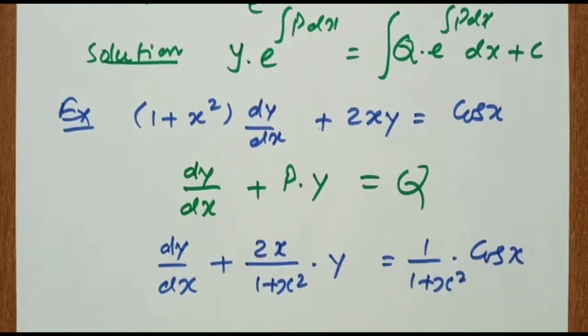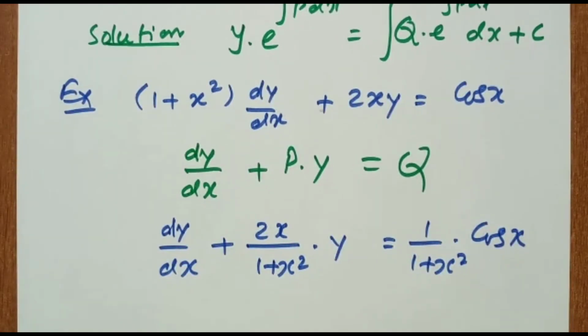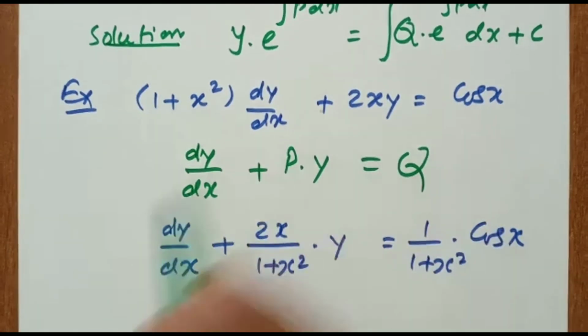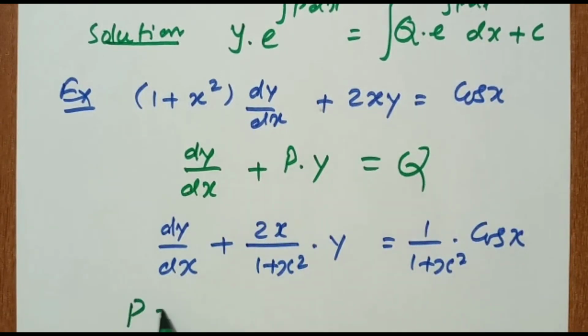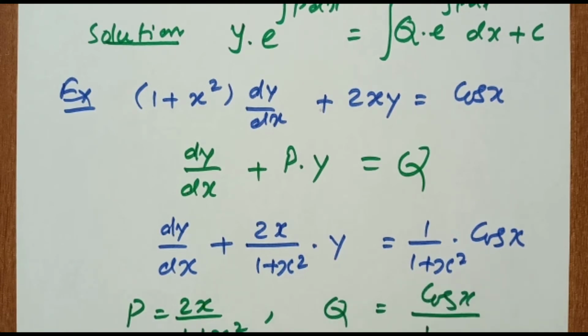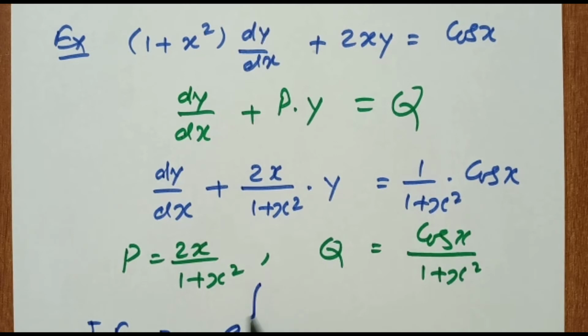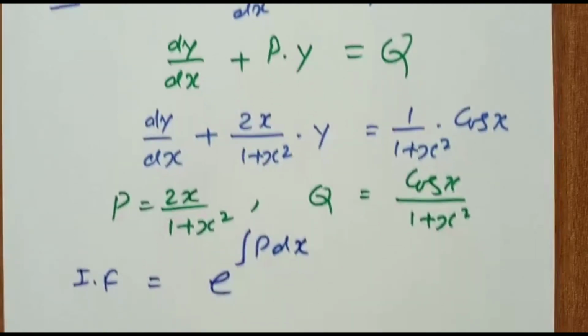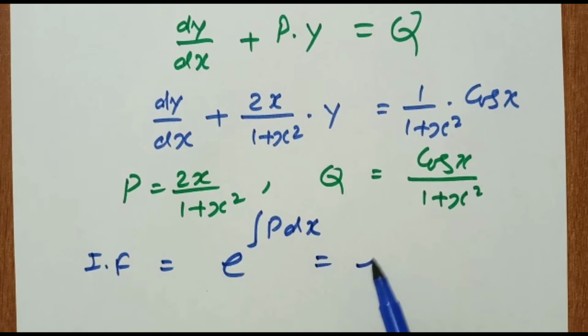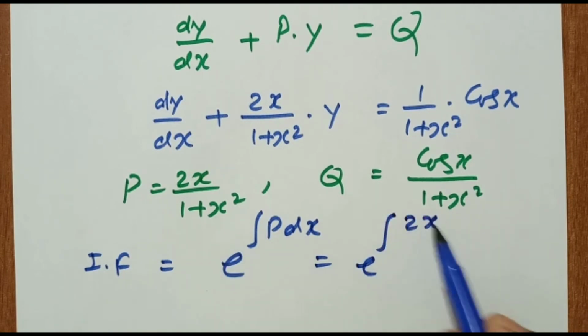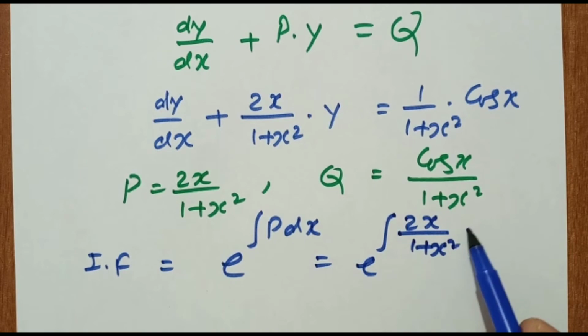Okay, so first you compare your differential equation with this standard form. So here p is equal to 2x upon 1 plus x square and q is equal to cos x upon 1 plus x square. So first we calculate the integrating factor. So what is the integrating factor? Integrating factor is e to the power integral p dx. Okay, so this is e to the power integral of 2x upon 1 plus x square dx.